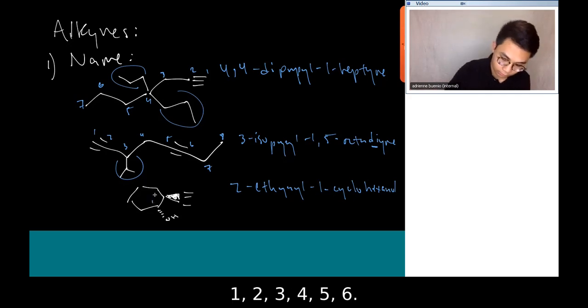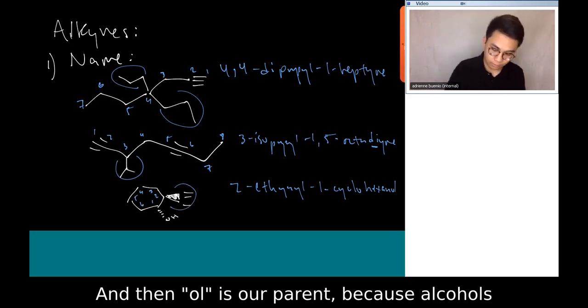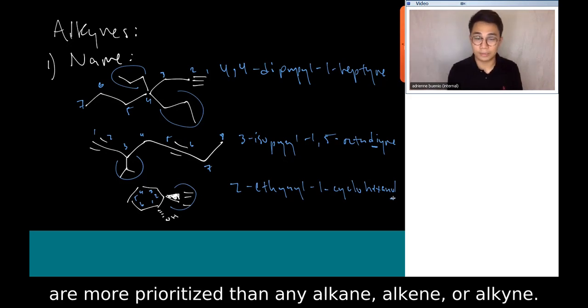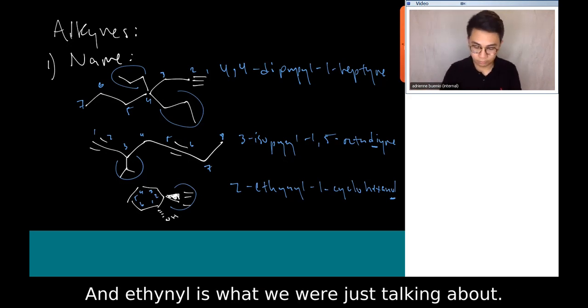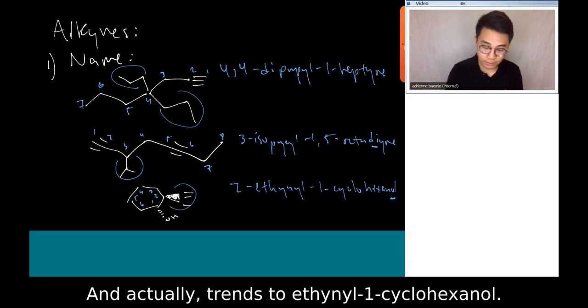One, two, three, four, five, six, right? And then -ol is our parent because alcohols are more prioritized than any alkane, alkene, or alkyne, right? And ethenyl is what we were just talking about, right? So nothing's crazy. And actually, trans-2-ethenyl-1-cyclohexanol.